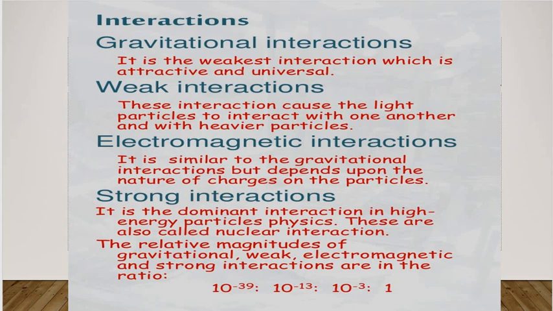Now we can compare these four interactions. The relative magnitudes of gravitational, weak, electromagnetic and strong interactions are in the ratio 10 to the power minus 39 is to 10 to the power minus 13 is to 10 to the power minus 3 is to 1. So the strongest interaction is given the 1 point. Then 10 to the power minus 3, electromagnetic interaction. Then 10 to the power minus 13 times that of strong interaction, that is weak interaction. Then 10 to the power minus 39 times that of strong interaction, that is gravitational interaction. So which is the weakest? Obviously it is the gravitational interaction.